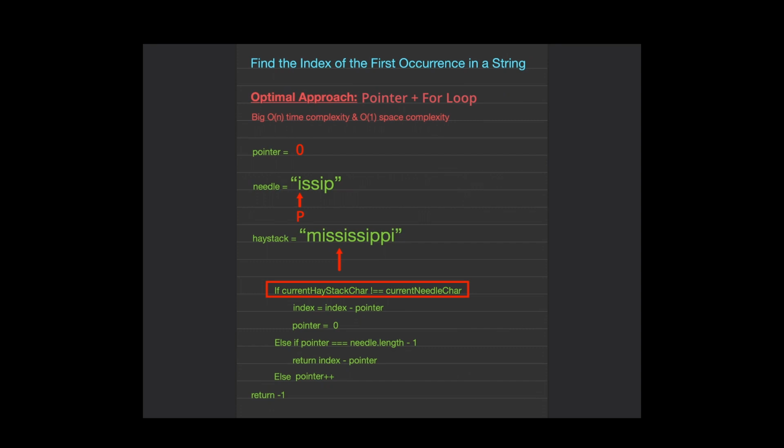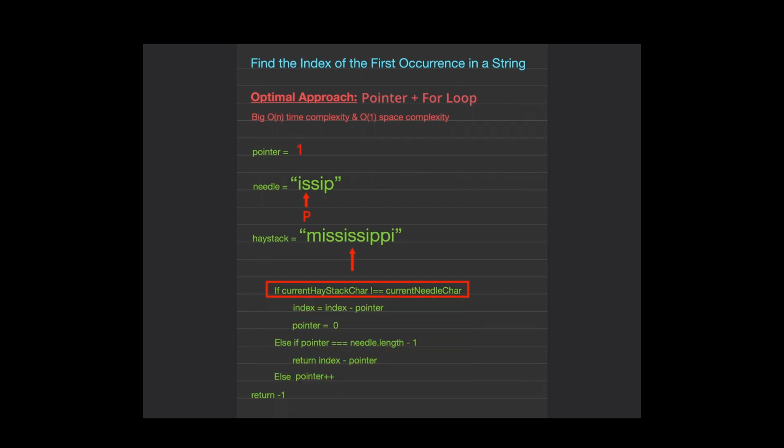The for loop iterates and the index is at 3. i and s do not match. Index minus pointer keeps the index at 3. Pointer stays at 0. The for loop iterates and the index is at 4. The characters i and i match. Our first two conditions evaluate to false and the pointer increments to 1.